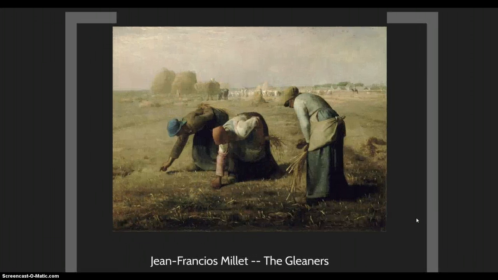And finally, we're looking at some art. This is a painting called The Gleaners, and it's from a realism period. One thing that you would consider in this painting is, what is the people's relationship to nature? What are they doing? Where does your eye move? What do you notice in the background? And what is the painter's attitude about this subject?